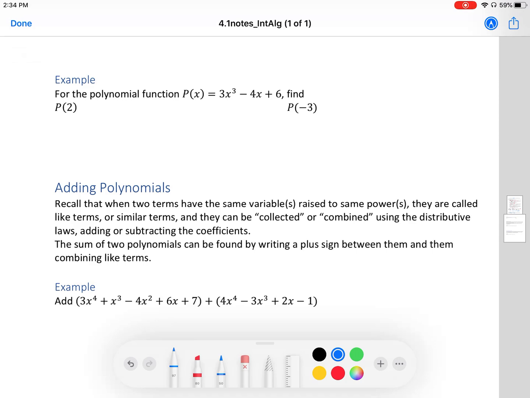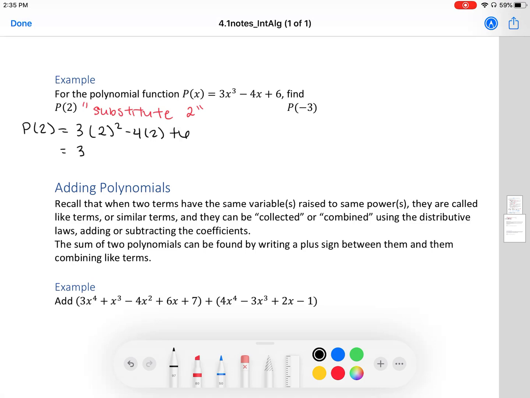Okay, example. For the polynomial function p of x equals 3x to the third power minus 4x plus 6, find p of 2 and p of 3. When you see p of 2, think of this as it telling you to substitute in a 2. In other words, plug in 2. That's what that notation means. So let's go ahead and do that. So we have p of 2 is equal to 3 times 2 squared, always use parentheses, minus 4 times 2 plus 6.